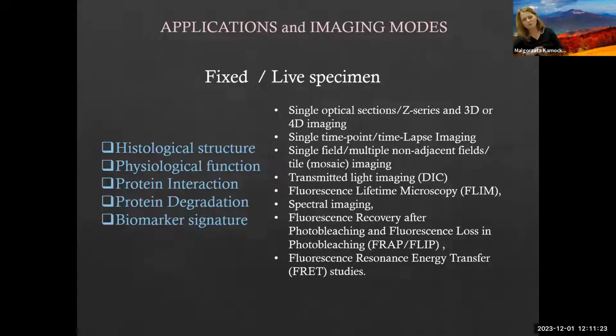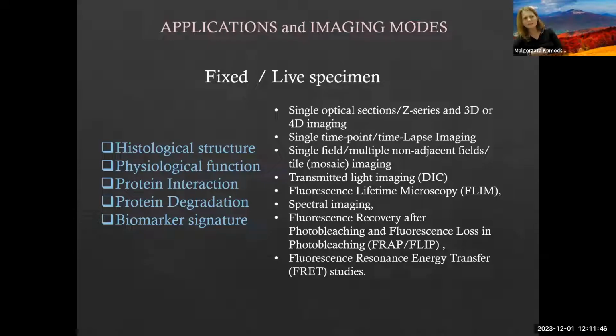All of these applications can be done because we have several imaging modes which we can use to image samples. First of all, we can image a single optical section, and we refer to that type of acquisition as 2D imaging. But we can also do a Z series, which means a Z stack, a series of single plane images throughout the volume. We can also keep imaging over time, so we can do time-lapse imaging.